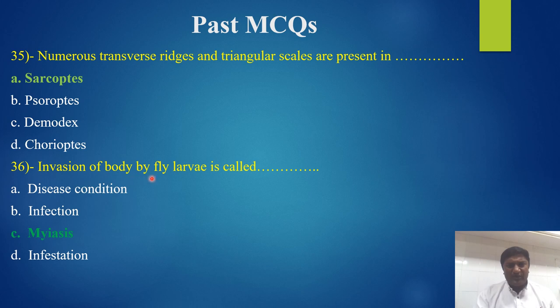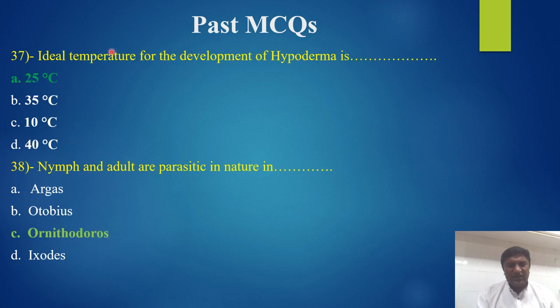Infestation of body by fly larvae is called dash. Disease conditions, infection, myiasis, infestation. The ideal temperature for development of Hypoderma is dash. 25 degrees, 35 degrees, 10 degrees, 40 degrees. So the 25 degrees is the best answer.